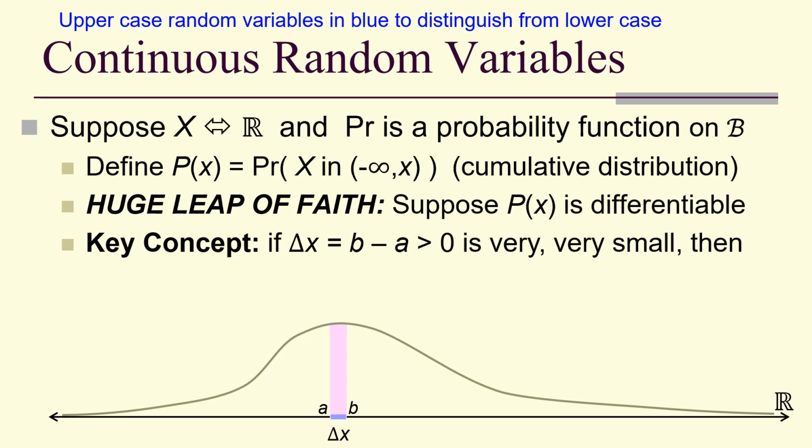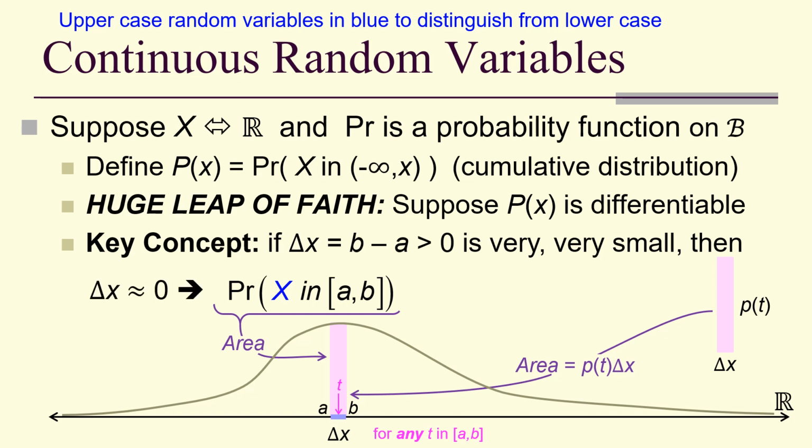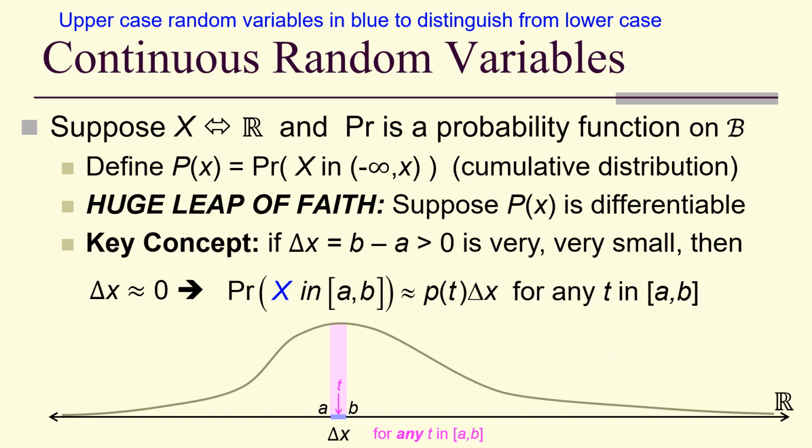And that leads us to a key concept. Suppose delta x was the length of an interval, b minus a, but it's very, very small. So the probability that X is in this small interval ab is approximately the area of this rectangle. We're going to pick a t in that interval. And notice that if it's small enough and differentiable, then we're going to have essentially a rectangle. And the area is going to be essentially p of t times delta x. So if delta x is approximately 0, then the probability that capital X is in the interval ab is approximately p of t delta x. And that's for any t in ab.